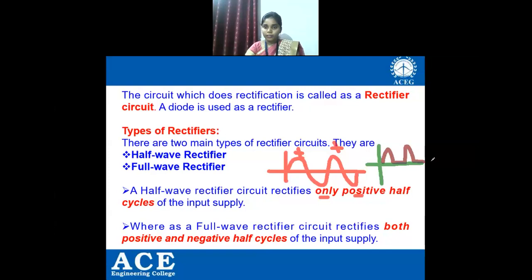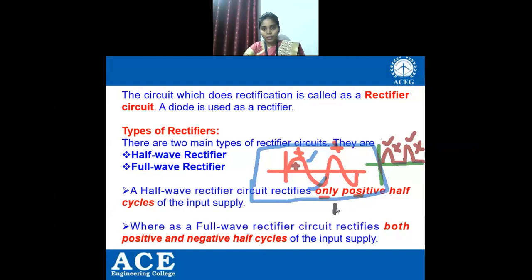Clear? What do we observe here? For a half wave rectifier, for the positive half cycle only it is going to conduct, and for the negative half cycle it is not going to conduct. This is what is mentioned in this line. Clear? Now, you can see here, whereas a full wave rectifier circuit rectifies both positive and negative half cycles of the input supply. Now, this is our input. For this input, our full wave rectifier conducts for both positive as well as negative. When it is conducting for both, what will be the output? Now let us see the output of our full wave rectifier.